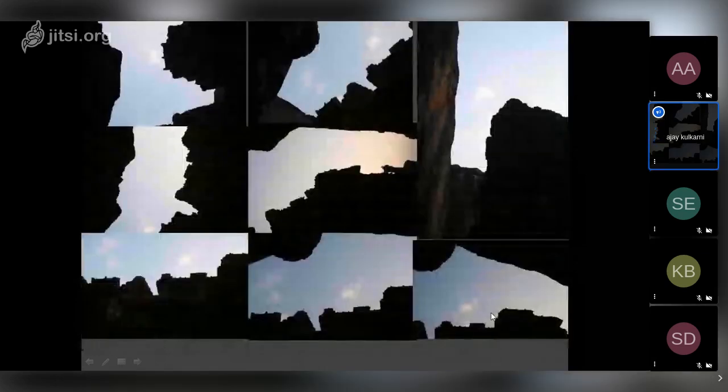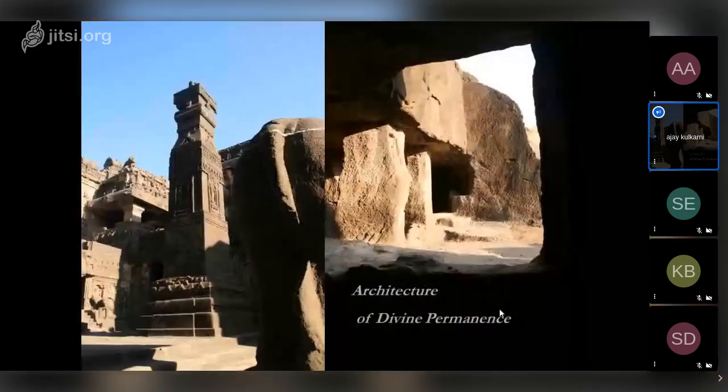Belief in rebirth. This is game number 16. Result of a rebirth, built for the gods and goddesses, for Lord Shiva. This is the great Kailash Parvat, Mountain Kailash. So this is what is divine. This is divine. So is this divine.